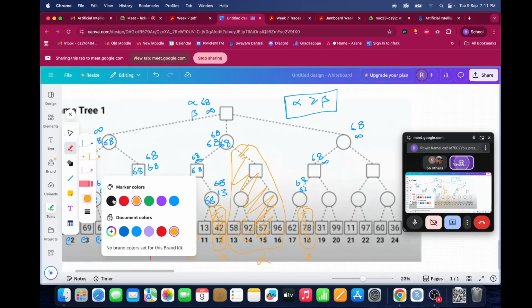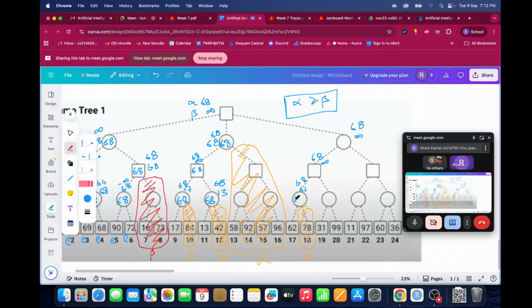And this will have a value of how much? The alpha value, 68. This again will be passed on over here. No change in alpha value, right? Because 68 is already there. Now this will again be passed on to this fellow, 68 and infinity.